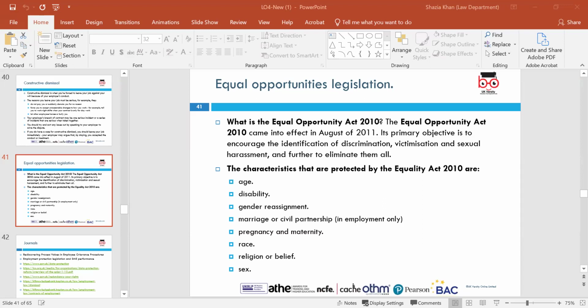So it's really important that an organisation, be it large, small, or medium, has policies in place for equal opportunities, so that there are no breaches and no cases go forward in regards to any breaches that would lead you to an employment tribunal.